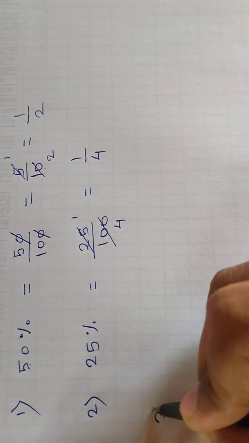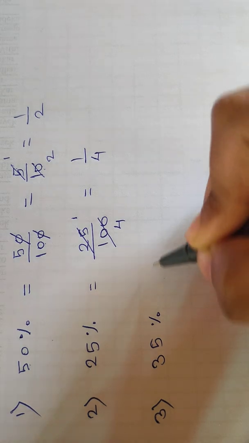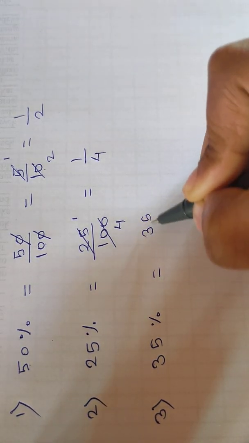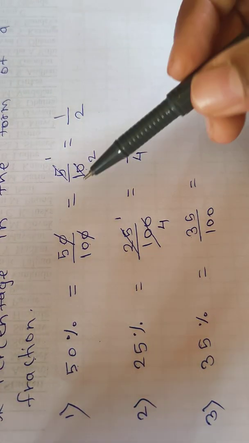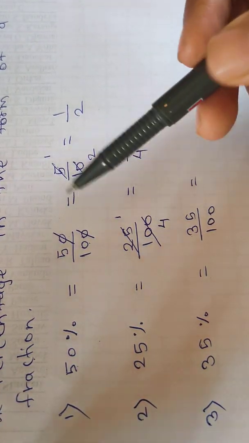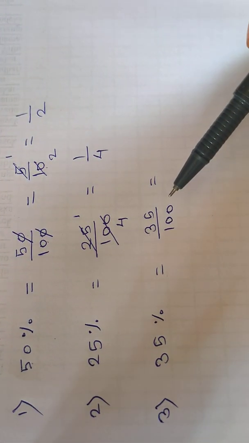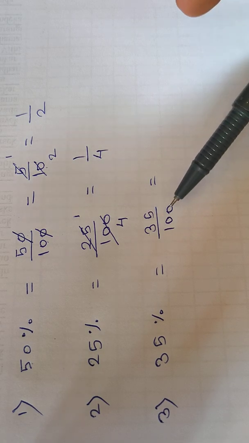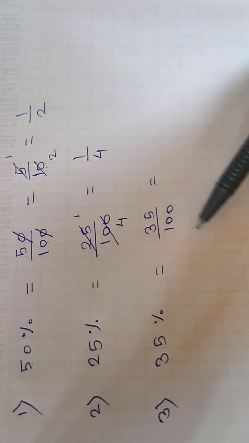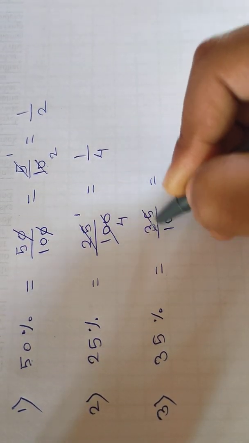Third example is 35%, which is equal to 35 upon 100. Now, in example number 1 and 2, we could easily divide numerator and denominator. But can we do it for the third example? No. 35 and 100. In the table of 35, 100 doesn't come, isn't it? So we cannot cancel out directly. What will we do? We will divide both by 5 now.